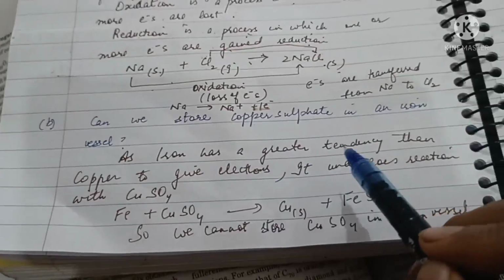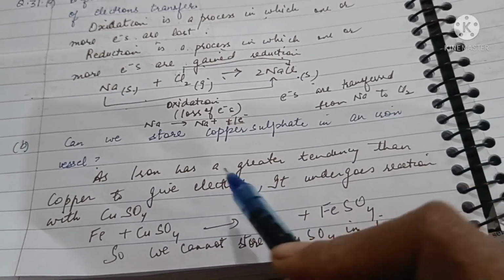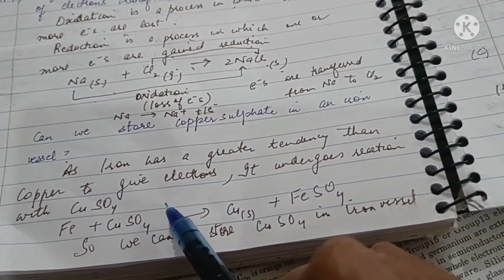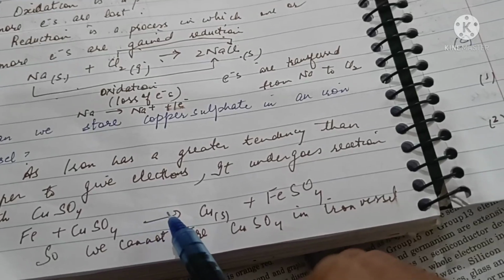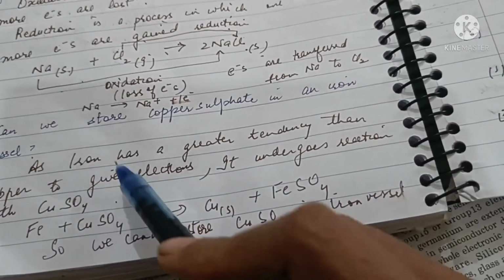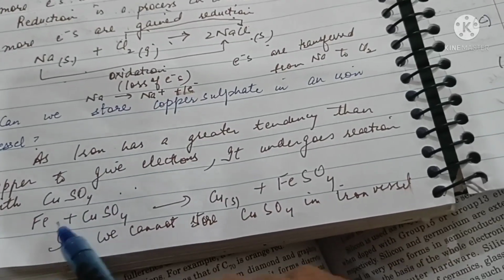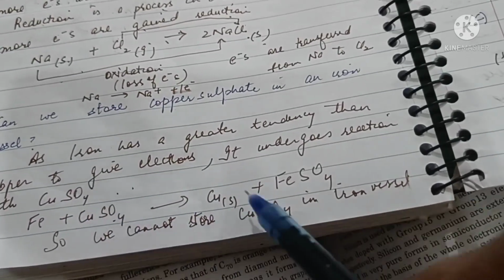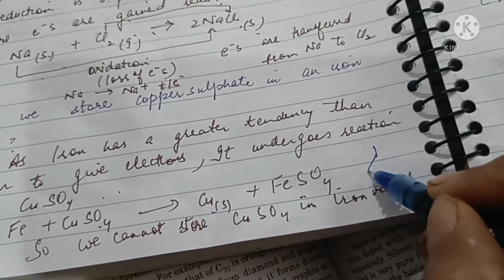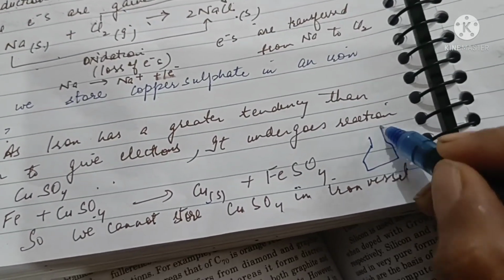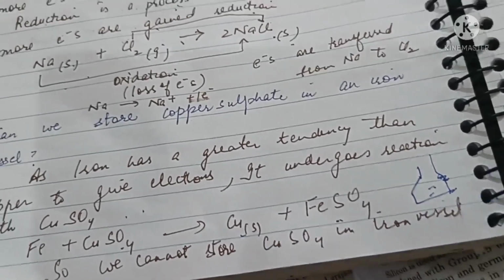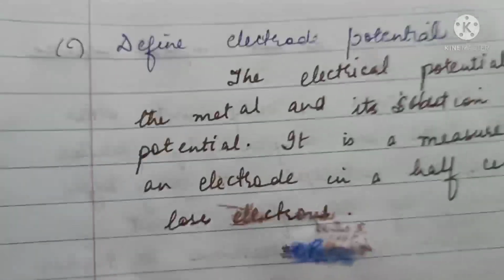Can we store copper sulfate in an iron vessel? As iron has a greater tendency than copper to give electrons, it undergoes reaction with copper sulfate, so we cannot store copper sulfate in iron. And the reaction that takes place is iron plus copper sulfate forms copper plus iron sulfate. So the iron vessel, when the iron reacts with copper sulfate, will develop holes in it, so we cannot store copper sulfate in an iron vessel.